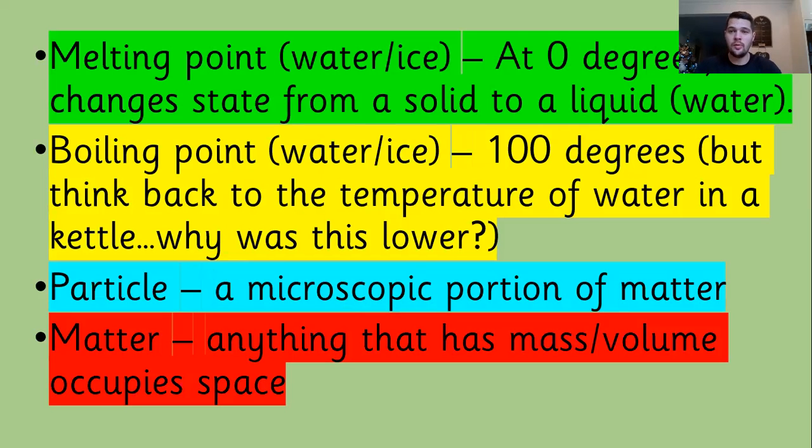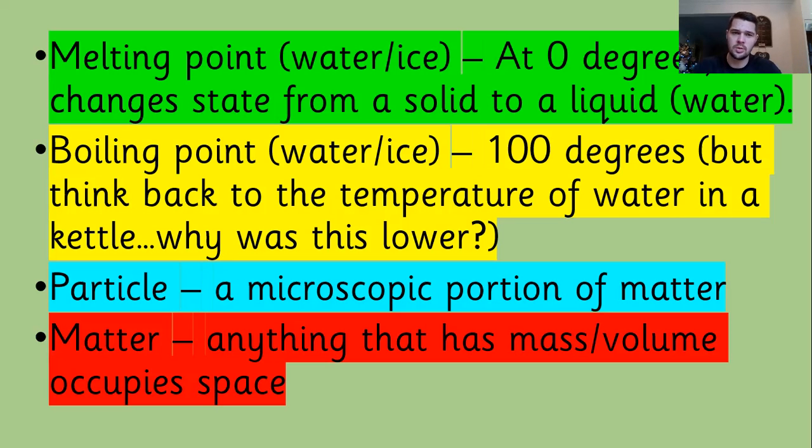So, as we hopefully know and can remember now, the melting point of water ice is at 0 degrees. And that's when ice changes state from a solid, where those particles are grouped together, they're very uniformed, to a liquid. Okay, so it changes from ice to water. The boiling point is 100 degrees for water.